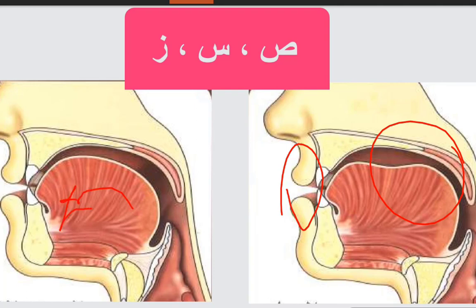While Sin and Zay, there is no elevation of the back part of the tongue as with the letter Sad. The difference between Sin and Zay is that with Sin, lots of air is produced, while with Zay, no air is produced, there's only sound. That's why these two letters produce different sounds.